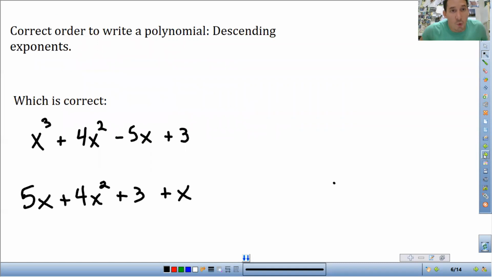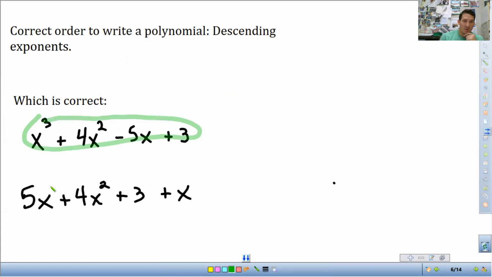Moving on. So the correct order to write a polynomial is by descending exponents. Which of these is correct? So 4, 3, 2, that'd be 1, 0. So yes, that is correct. On the bottom, it goes 1, 1, 2, 0, 1. Not correct.